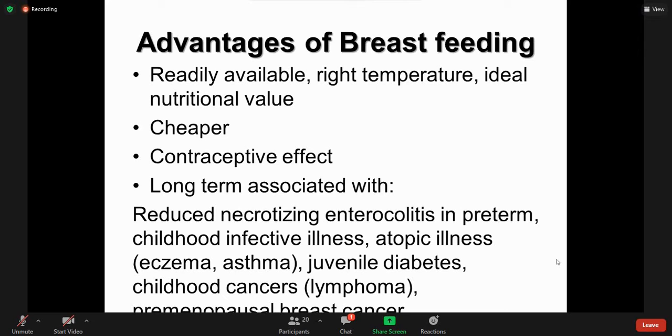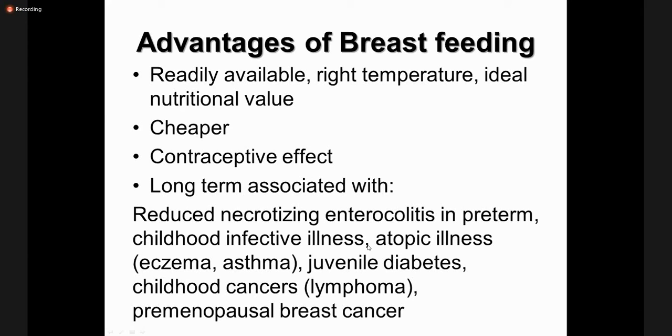Childhood infective illness is less in breastfeeding. Why? Because breast milk contains immunoglobulin IgA, so it prevents the baby from getting infection. It also protects against atopic illnesses like eczema, asthma, juvenile diabetes, childhood cancers, and even premenopausal breast cancers in females. These are the main advantages. Because of breastfeeding there is also mother and child bonding.